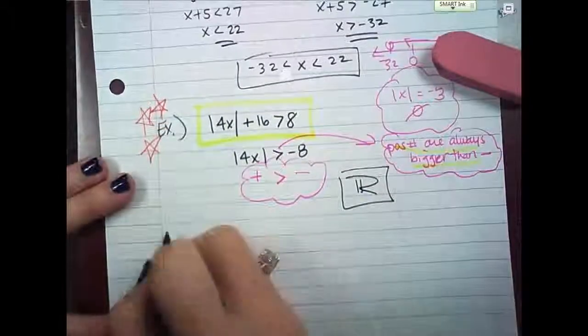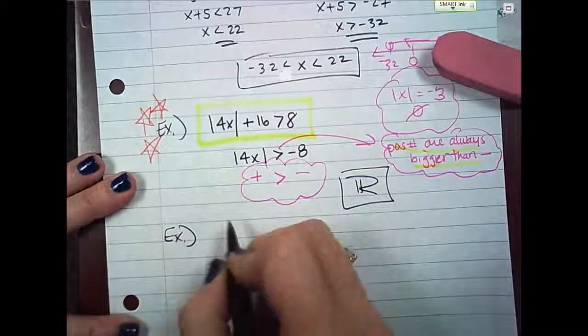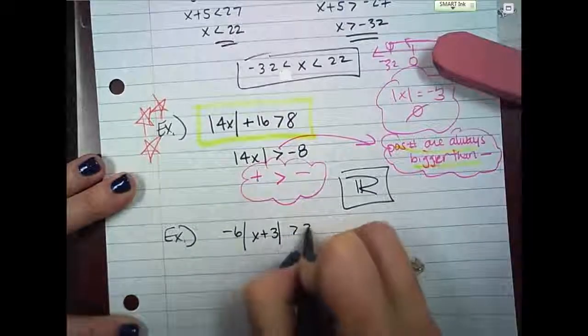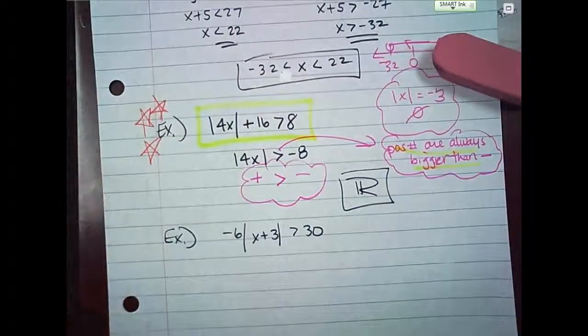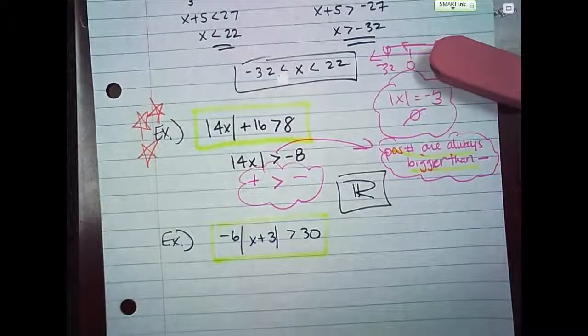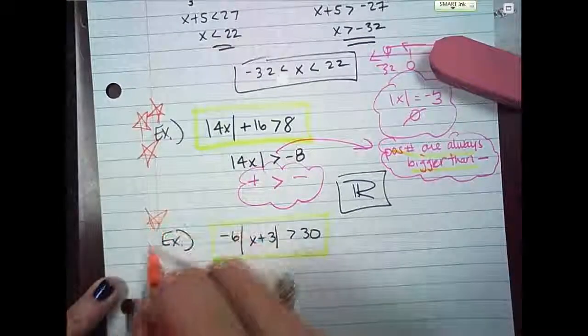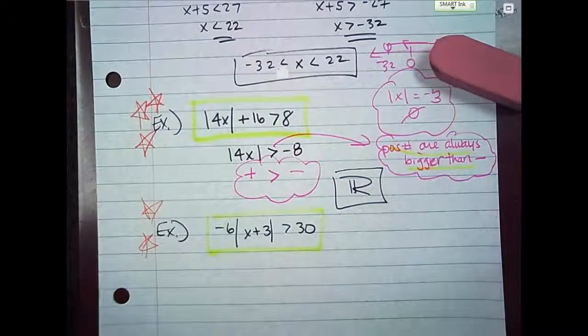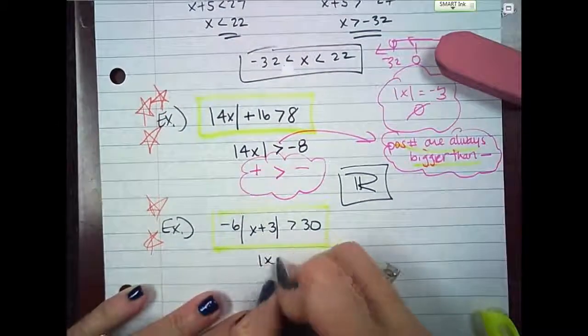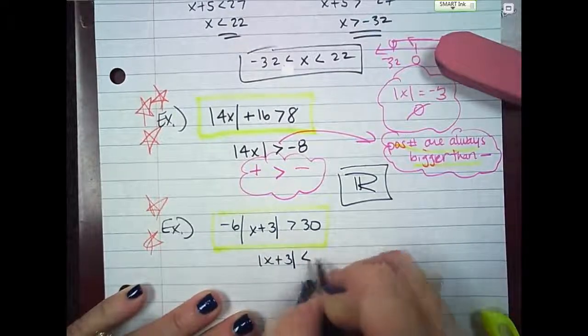Last problem. It gets a star too. I wrote it kind of crooked, sorry. Okay, what's my first step? Divide by what? A -6. Okay, so take care of that for me. And when you do that, you end up with the absolute value of x plus 3 is less than -5.